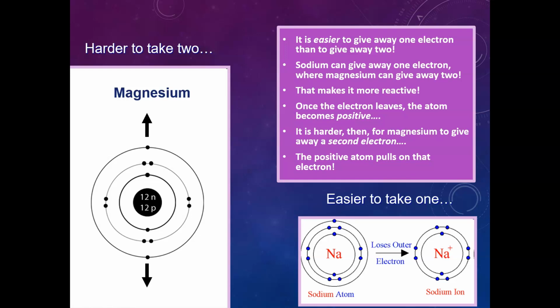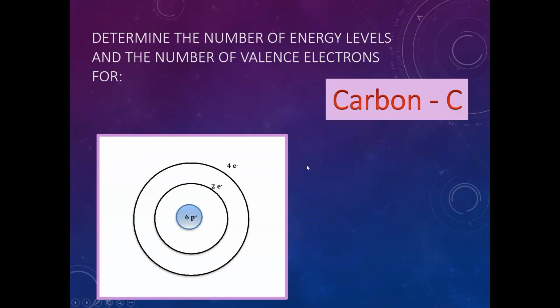So when I look at reactive elements, it is easier to give away 1 electron than to give away 2. So sodium only has to slough off 1. It is going to be more reactive than magnesium, who needs to give up 2. Part of that is because once I slough off 1 electron, that magnesium atom is going to become positive. And that positive charge is going to hold tighter to the other electrons. So it is going to be easier to just take that first one off.